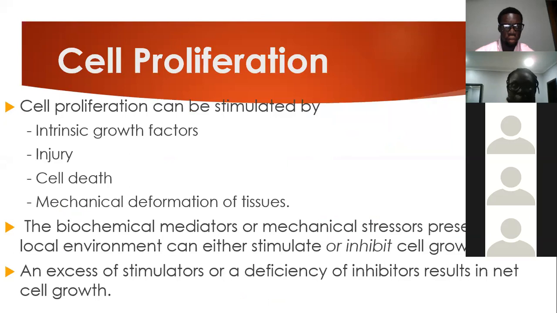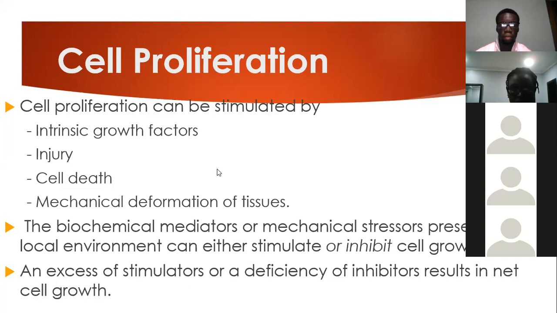Now, cell proliferation is stimulated by growth factors. It's also stimulated by injury. Like I said earlier, the things that lead to injury and cell death are the very things that stimulate cell proliferation. Then it's also stimulated by mechanical deformation of the tissue. So whenever the tissues undergo some change or some damage, that also stimulates cell proliferation. And the very things that stimulate proliferation can also inhibit cell growth.